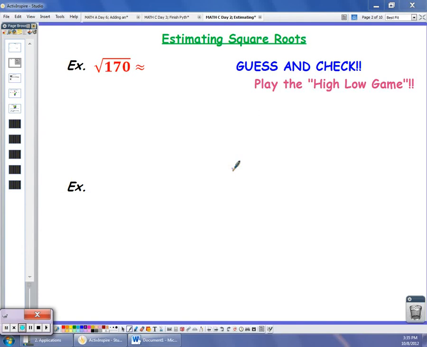Today we're going to go ahead and estimate square roots. Our first example is to estimate the square root of 170, and in order to do so, we're going to go ahead and play something called a high-low game. This is also known as guess and check.